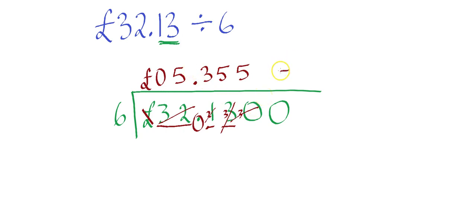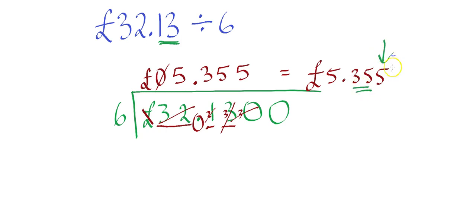Now if I look here and I see this, I don't need this 0, so I could write 5.355. Now that is correct, except in practical sense, we don't ever say £5.355. We would round it off, and we would round it off to 2 decimal places.